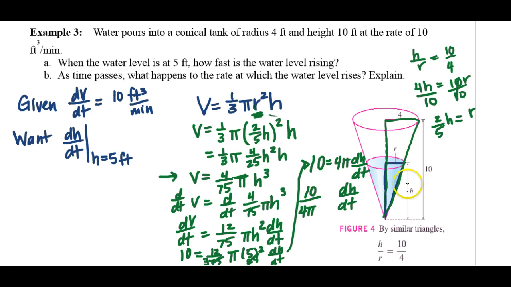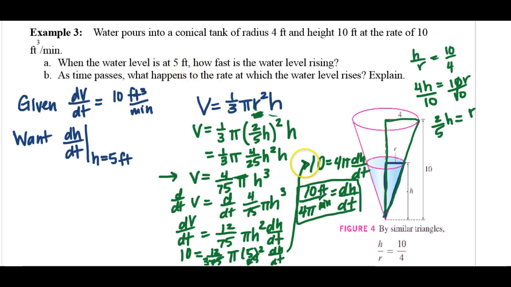My units, since it's one unit of a volume, will be feet per minute. So 10 over 4 pi feet per minute is dh/dt, the rate of change of the height. That's how fast the water level is rising at the moment the water level is 5 feet.